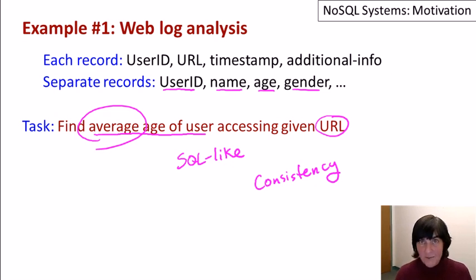In fact, it might even be okay if we count some accesses to URLs that were at a certain time and we completely miss some from an earlier time just because our database might be fragmented and inconsistent. And that's again, probably okay for this application.